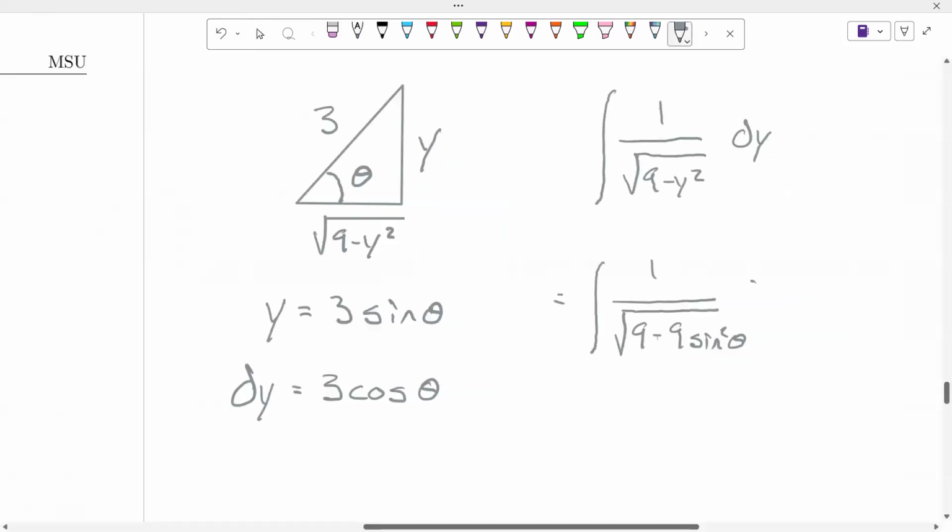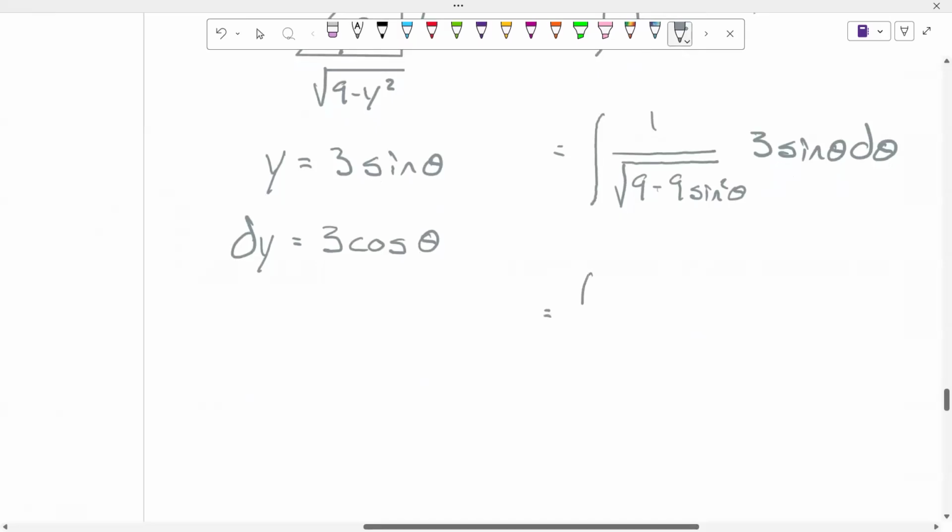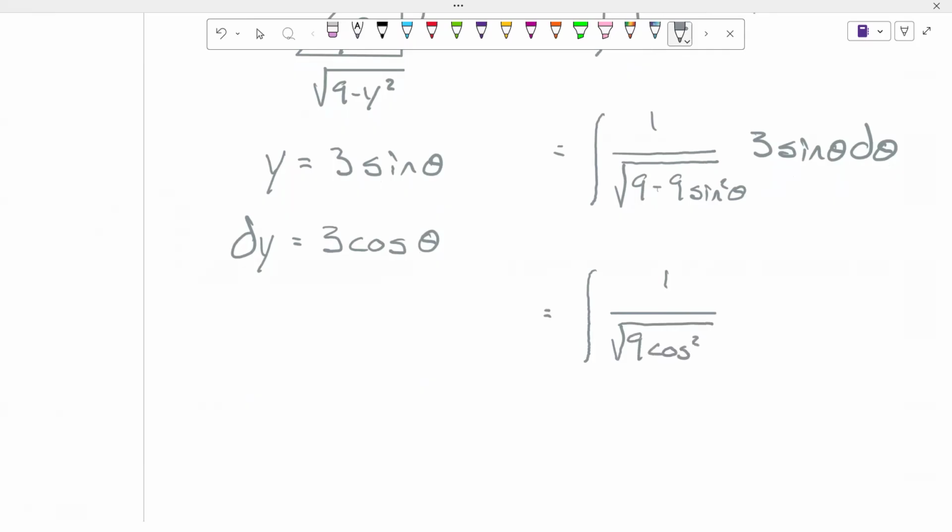dy is 3 sine theta d theta. Then I want to start simplifying that. Maybe it doesn't look too bad. So that's 1 over the square root of, and actually let's not call it 1 over just yet. 9 minus 9 sine squared is 9 cosine squared. Right, from our Pythagorean identity, we know we can replace that.